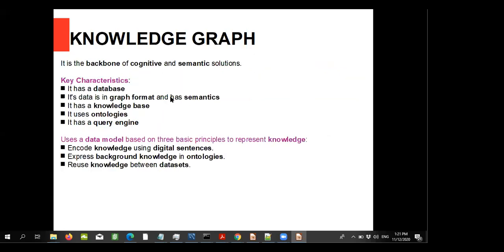Okay, so let's quickly go down because I really want to go into the best practice area so that everybody will now start understanding how it's being applied. But let me break down what a knowledge graph is. It's a backbone of cognitive and semantic solution. It's a database. The data is in graph format. And it has semantics, it has meanings. It's a knowledge base. It uses what we call ontologies. I don't know whether we'll deal with this now. And it has a query engine.